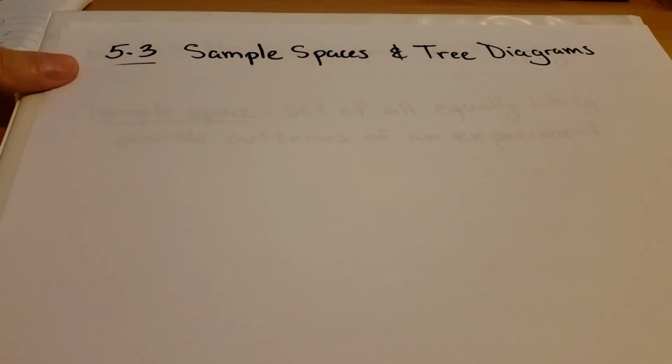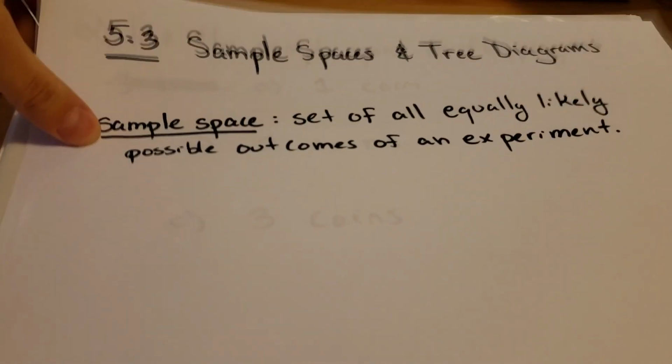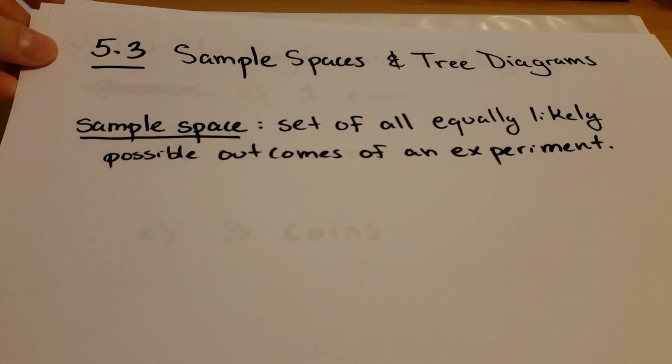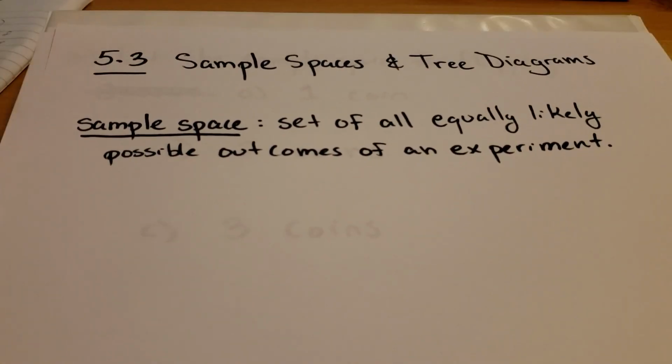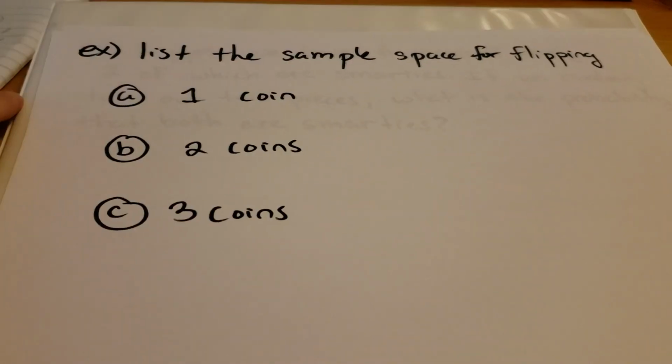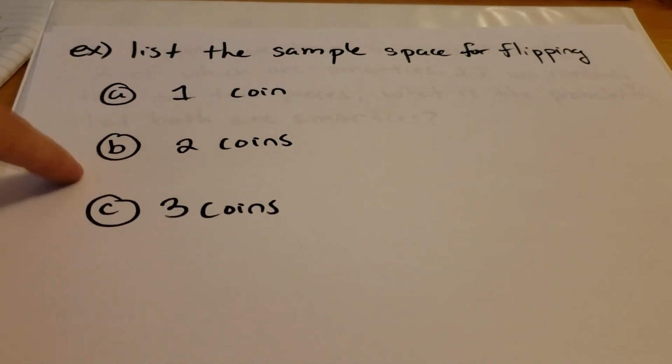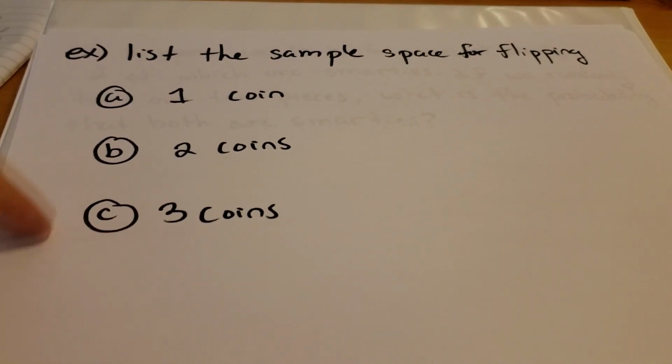So first we'll talk about what a sample space is. A sample space is a set of all equally likely possible outcomes of an experiment. And it's important that everything inside the sample space has the same probability. Okay, so now let's look at this example where we're going to find the sample space for flipping 1 coin, for flipping 2 coins, and for flipping 3 coins.